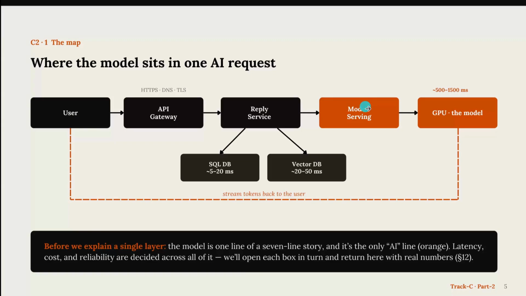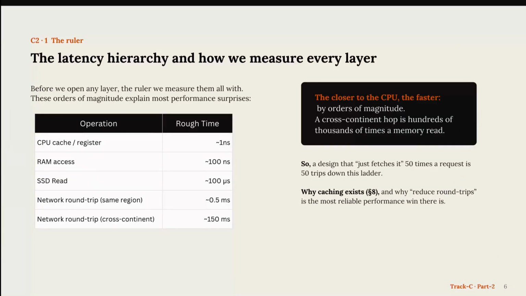So while we will dive deep into each of these components, we need to understand that the model running on the GPU is only one part of this 6 or 7 line story that we are going to look at. It's only one line that we are looking at, but we need to be wary of each of these lines that serve other purposes. And if we are talking about latency, cost, and reliability, all of these lines need to be looked at as well.